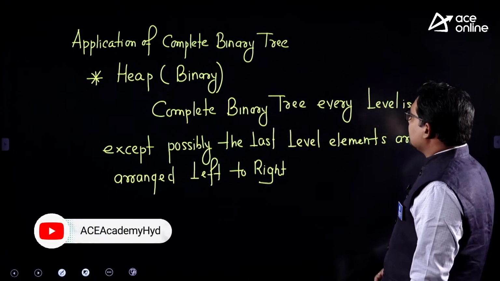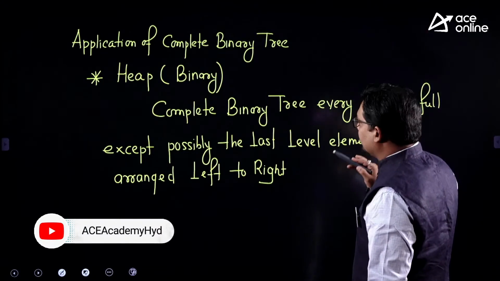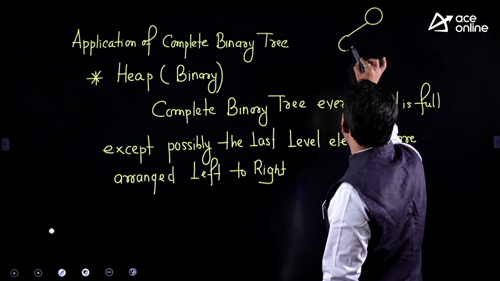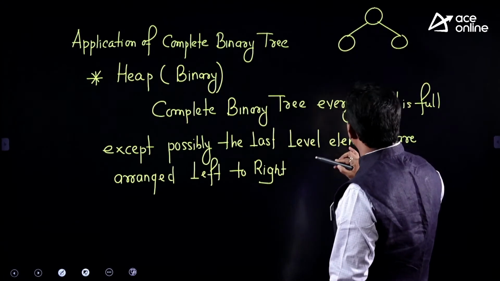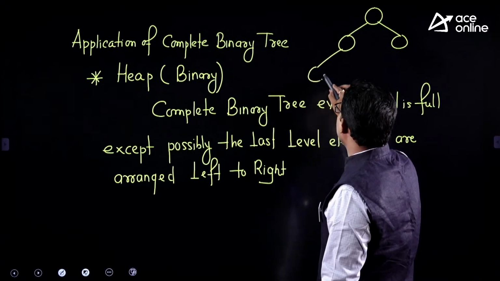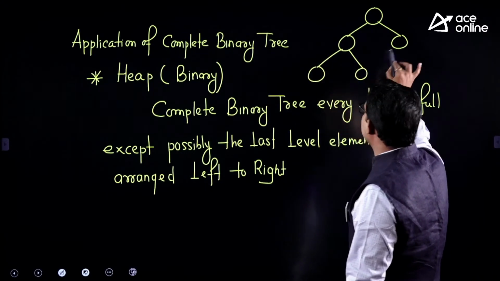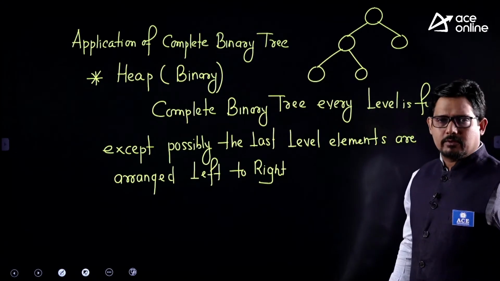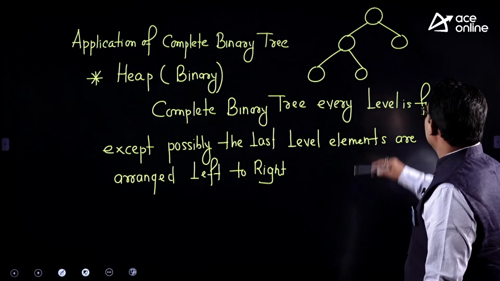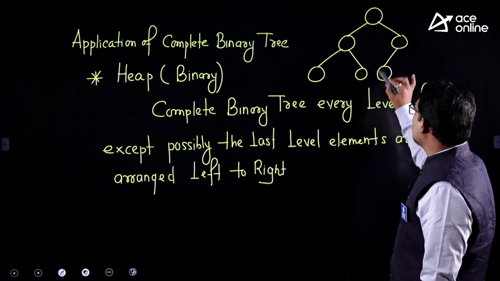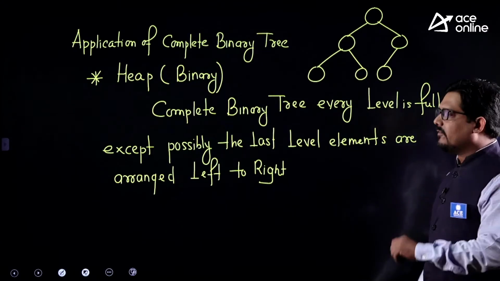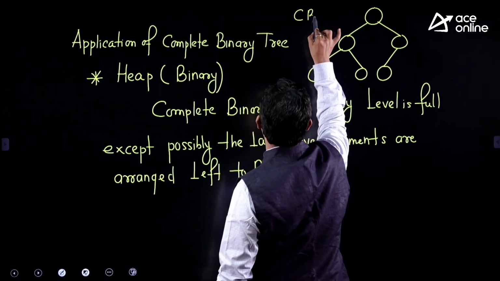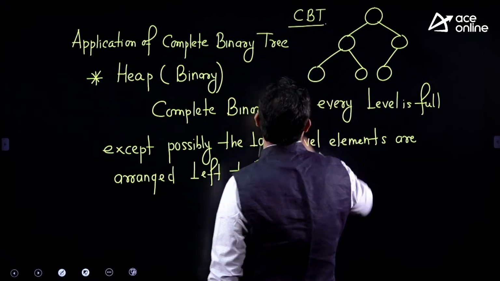That means here, what is the structure with 7 nodes? I have less space here, so I'll just draw here. Now this is a CBT, yes, and here the last level may be full, may not be full. So this is also a CBT, complete binary tree. May not be full, doesn't matter. Then if I add a node, what about this? Yes, it's a CBT. Last level may not be full. So this structure is a complete binary tree.